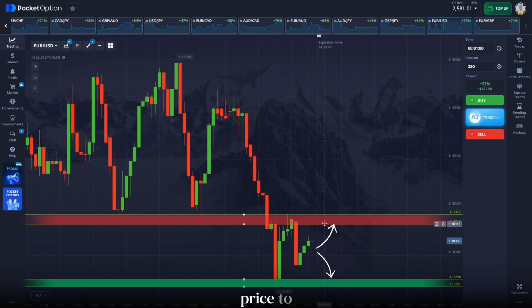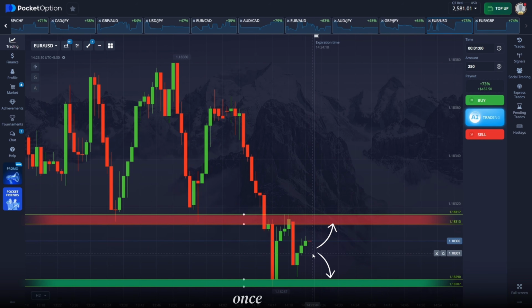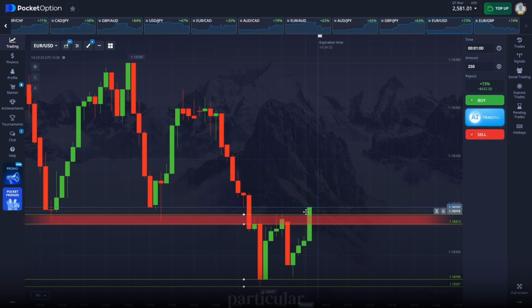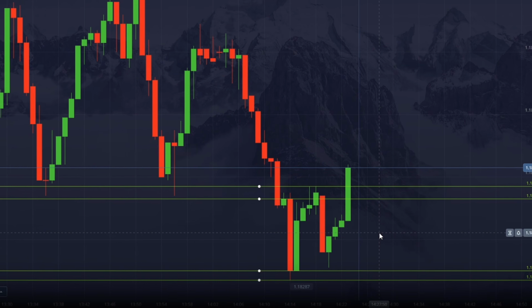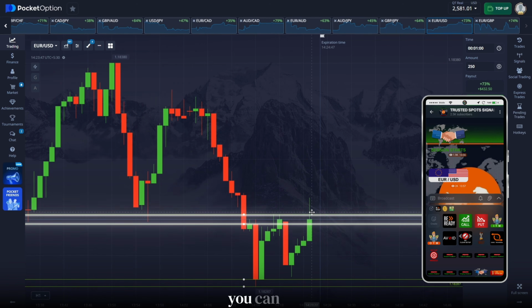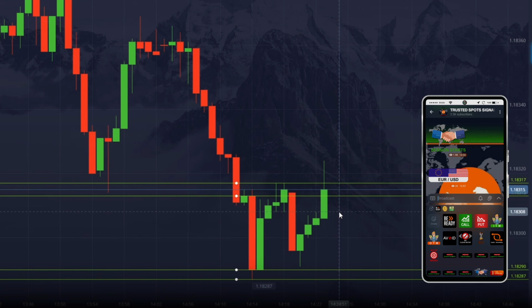So let's wait for the price to either hit the resistance or the support. Once price reaches this zone, I will look for confirmation and will place my trade. Now price hit the resistance zone and in this case, what I'm thinking is, if this particular candle closes below this level, then I'll go for a reversal trade in the downward direction. Let's wait. Last 17 seconds are remaining. You can see that price is closing inside the zone. So it is a sign that price can reverse.